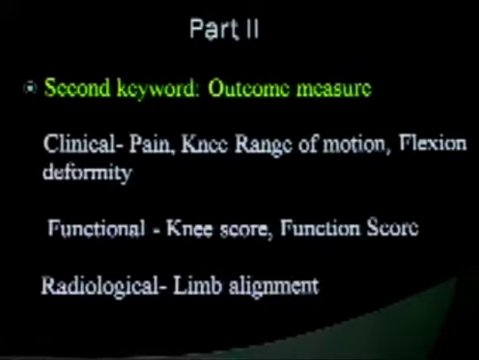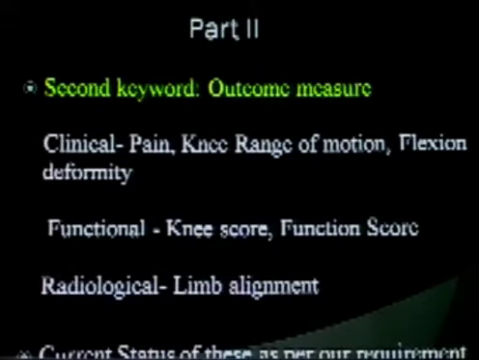So knee scores, WOMAC score, functional score, KOS score, any score that is related to that particular thing. And functional score, it is not clinical. Functional in the sense of how the patient perceives the outcome of results. So that will be the second. And for current status, we'll review the literature according to these things and the current status of requirement.